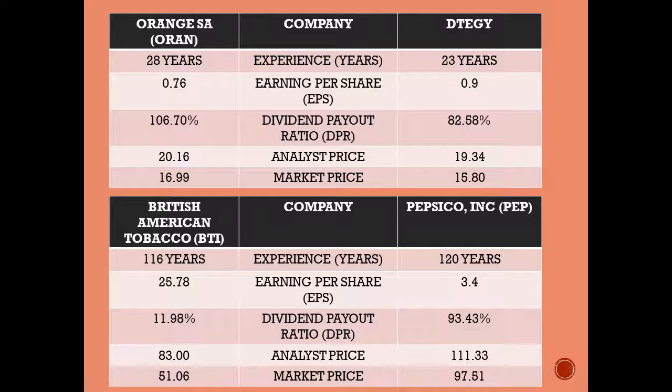Next, for British American Tobacco, we chose PepsiCo as its competitor, as we stated earlier. These two companies also did not differ so much in terms of experience, but in terms of earnings per share, British American Tobacco has a higher earnings per share at 25.78, but PepsiCo only has $3.4 per share.